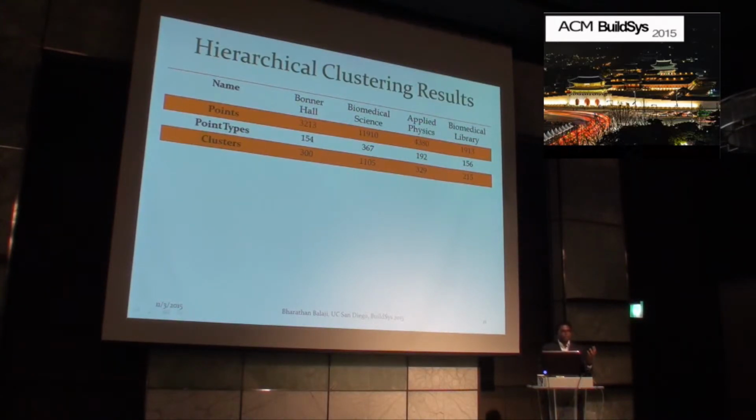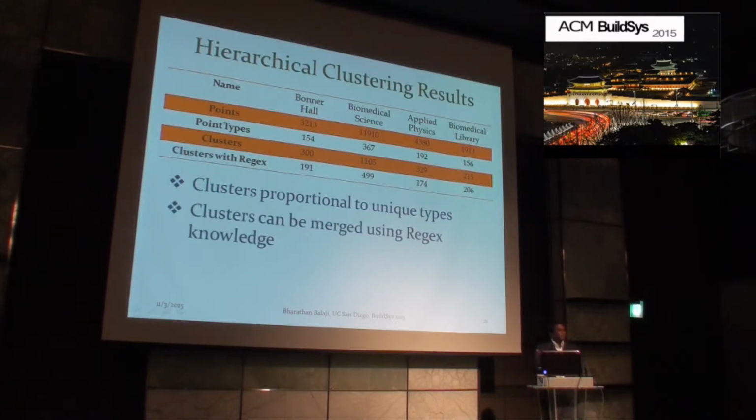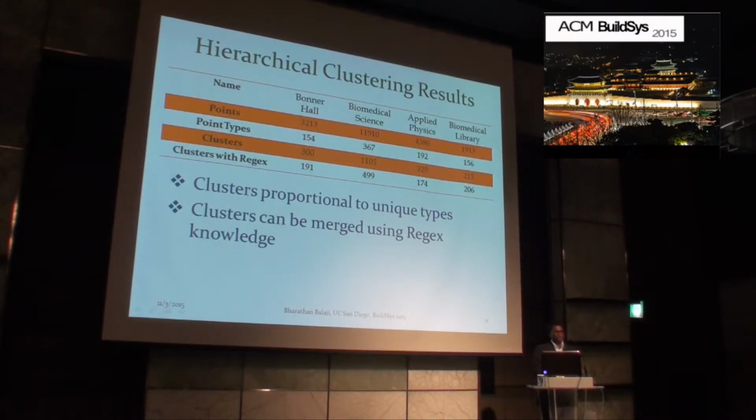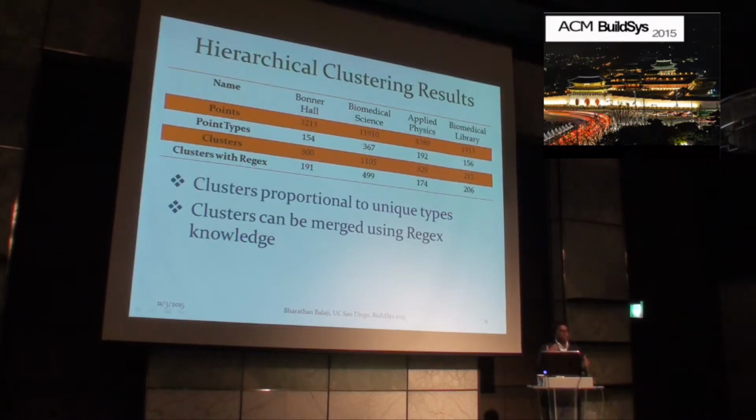Now, I could potentially exploit regular expression information if it's available. One thing I forgot to mention is that the clusters we obtain are not proportional to the number of point types. The hierarchical clustering is able to capture the underlying point types that exist. If I use regular expressions on the main context, like a description, a special field, or how to obtain the abbreviation, then I can further fuse clusters which are of the same type, and I get fewer clusters than before. For example, for Bonner Hall, the number of clusters goes from 300 to 1.